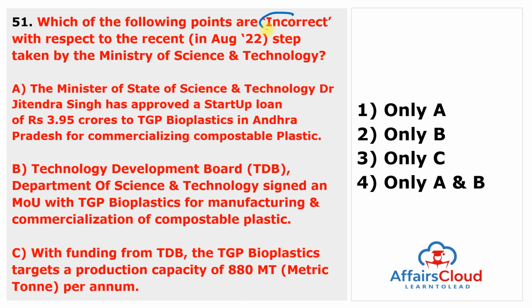Moving to next question. Which of the following statements are incorrect with respect to the recent step taken by the Ministry of Science and Technology? So let's read the points and we have to find out the incorrect. The Minister of State of Science and Technology, Dr. Jitendra Singh, has approved a startup loan of 3.95 crore to TGP Bioplastics in Andhra Pradesh for commercializing compostable plastic. And this statement is a wrong statement because the Minister of State, Dr. Jitendra Singh, has approved a startup loan of 1.15 crore.